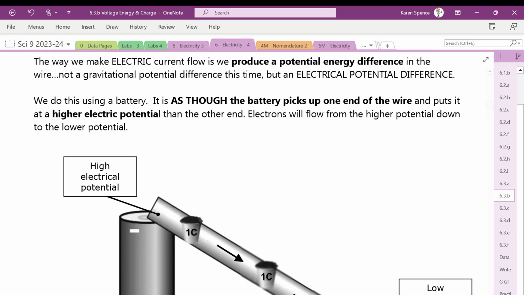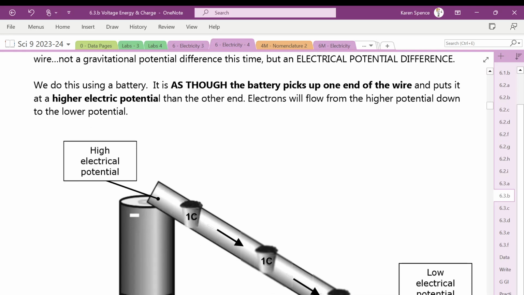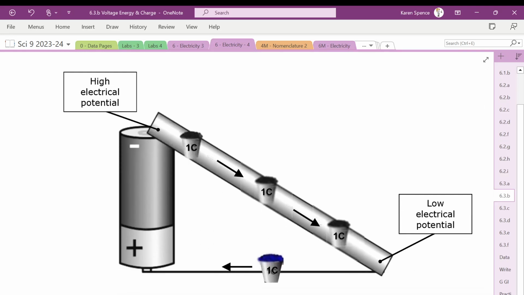Now we're going to do the same thing with electricity, but in this case, we are essentially lifting the electrons up. We are going from an area of high electrical potential, which is unstable, to an area of low electrical potential energy, which is stable.